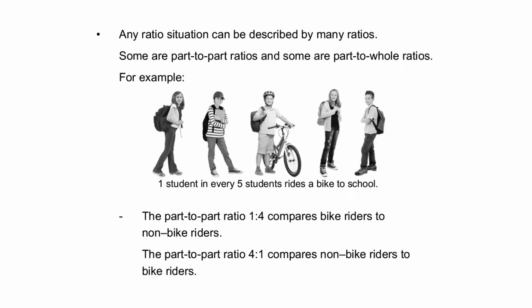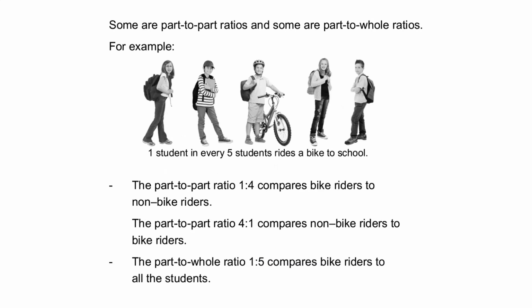The part-to-part ratio 4 to 1 reverses that and says we're comparing the number of non-bike riders to bike riders. So when you're writing out a ratio, you see we've got something that says non-bike riders to bike riders. That's the ratio that we're going to create. So the count of the non-bike riders becomes the first number. And the part that comes after the 2, in this case the bike riders, is the second number, which in this case is 1.